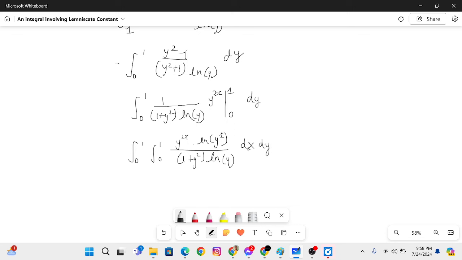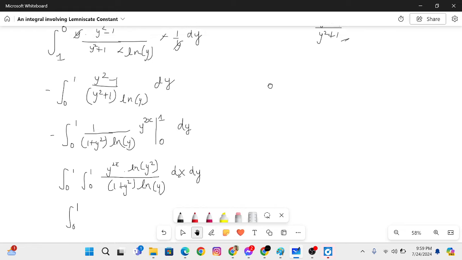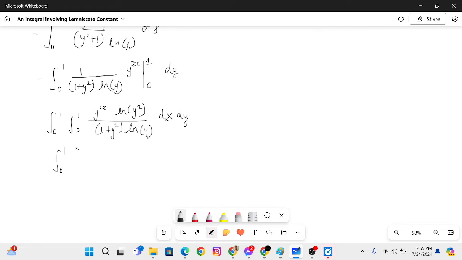Now the good thing is the ln of y cancels out. We have 2 in front. Please note that we have a minus sign over here. Let me see if that is the case or not. We have y square minus 1 by y square plus 1, and x is minus ln of y, minus 1 by y dy. This goes from 1 to 0. Okay, yes, that is the case. Now over here we have the integral from 0 to 1. This 2 comes in front and ln by ln cancels out, so we have 2 times y to the power 2x by 1 plus y square times dx dy.